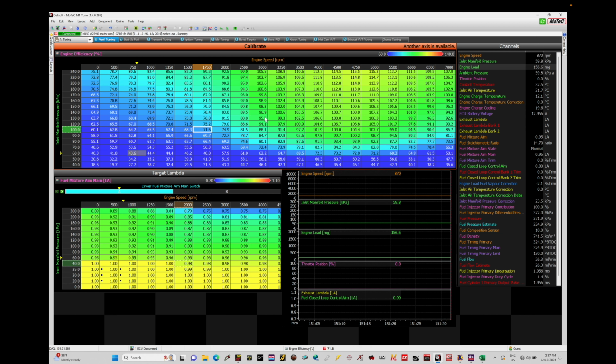So when we're talking about lambda, as we'll find in our target lambda table, these values may not be something you're familiar with. If you're used to looking at a wideband gauge, wideband gauges are almost always going to read in default units of petrol air fuel. 14.7 to 1 would be stoichiometric, and something like 12 to 1 would be richer, and then something like 18 to 1 would be leaner.